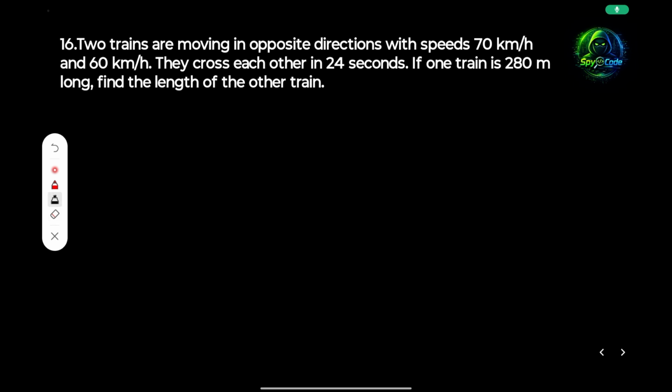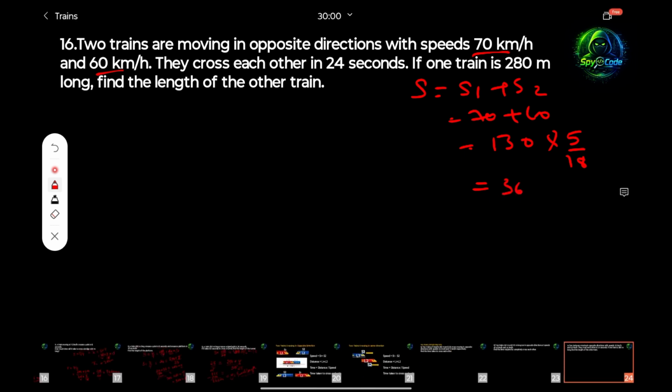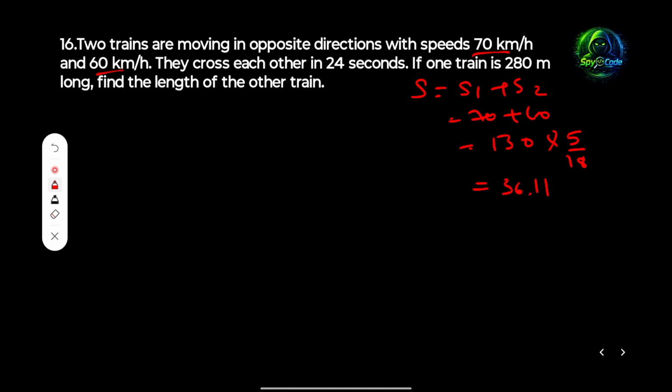Now the next question: two trains are moving in the opposite direction. So the speeds are S1 plus S2, which is 70 and 60. It will become 70 plus 60, which is 130 kilometers per hour. So we'll convert 130 kilometers per hour into meters per second by multiplying by 5 by 18. Upon solving this, we'll get around 36.11 meters per second as the speed.